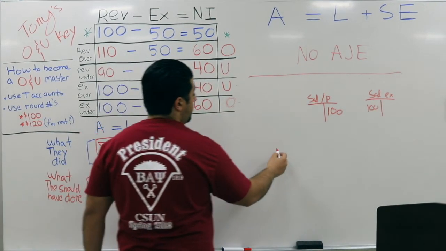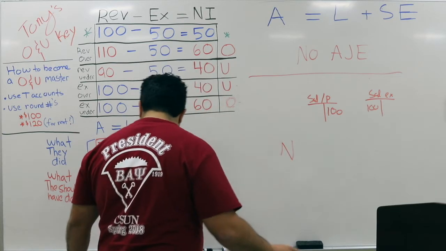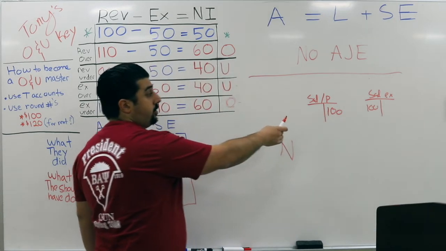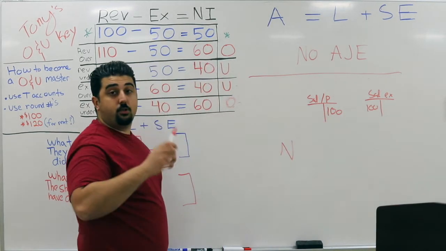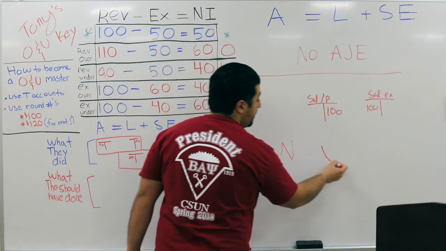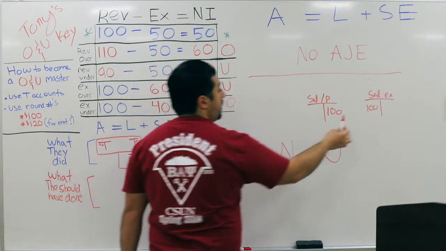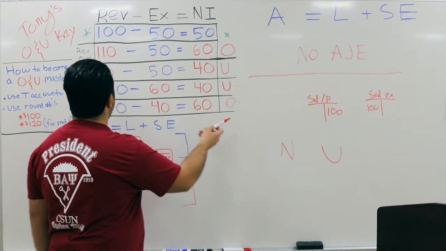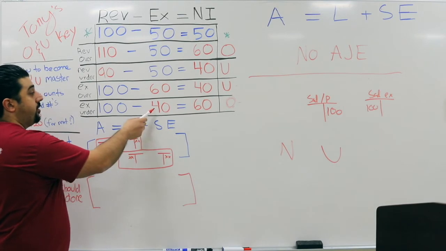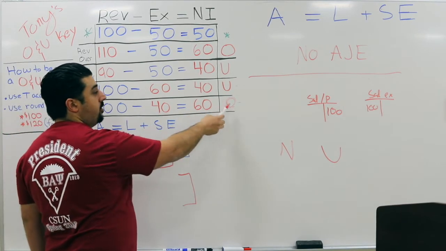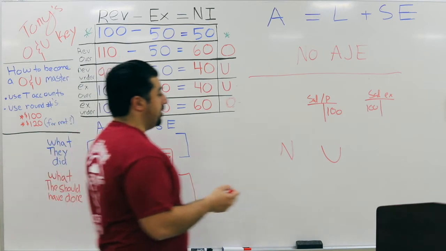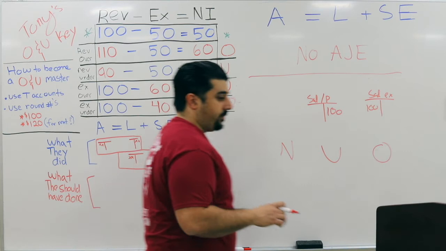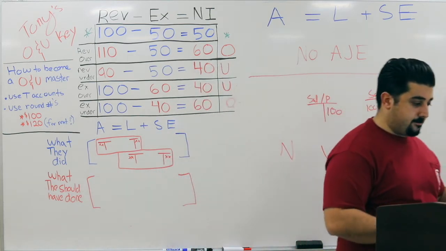So, assets, no effect. Liabilities, you forgot. You're supposed to have $100 of liability, but you're not showing it. So understated. You have $100 of expense, you're not showing your expense. So we come back over here, you're understating your expense, overstating your net income. O. And U. Almost done.